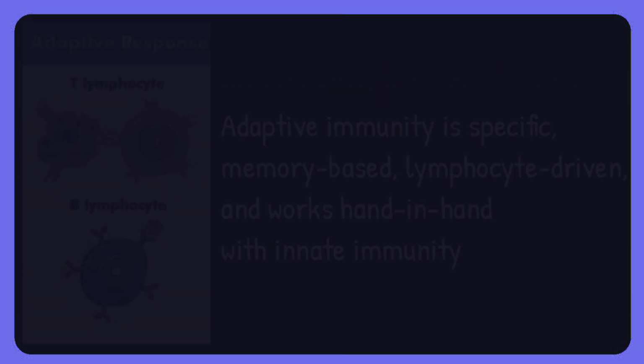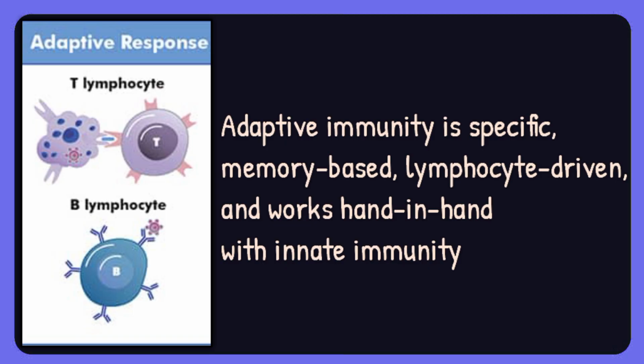To summarize, adaptive immunity is highly specific and relies on lymphocytes. It has memory, so it responds faster the next time an invader appears, and it always works hand in hand with innate immunity to protect the body.